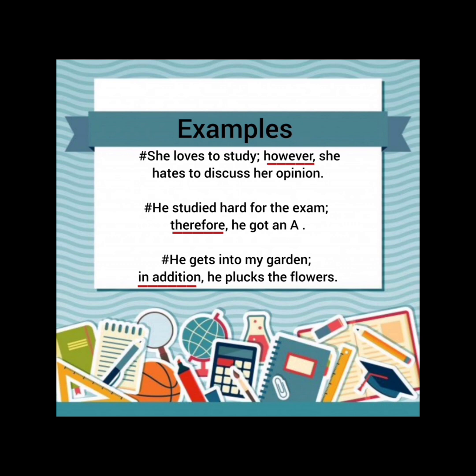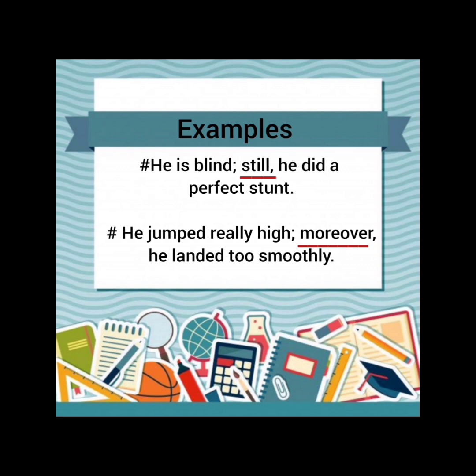He studied hard for the exam; therefore, he got an A. Again, a semicolon is used before a conjunctive adverb. He gets into my garden; in addition, he plucks the flowers. In addition here is a conjunctive adverb. He is blind; still, he did perfect stunt. So, still is a conjunctive adverb. He jumped really high; moreover, he landed too smoothly. So, in all these examples, conjunctive adverbs are there, and before these conjunctive adverbs, a semicolon is used, and after these conjunctive adverbs, a comma is used.